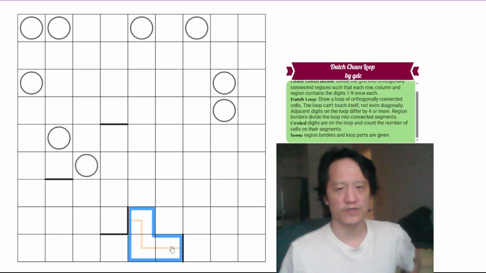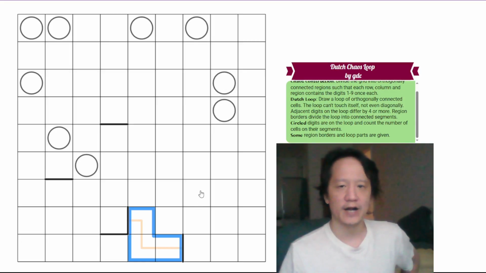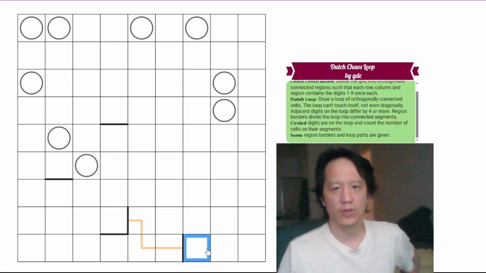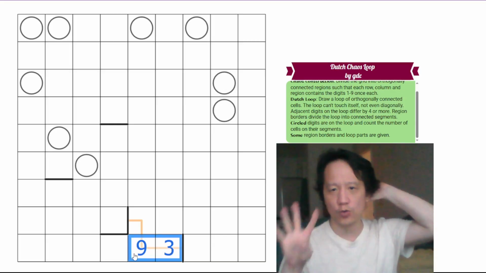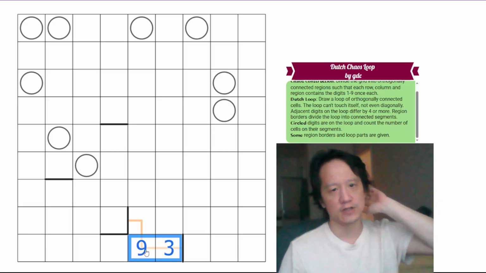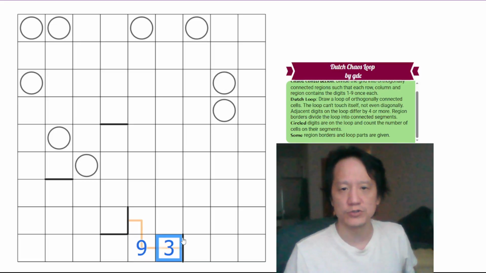And this is part of the Dutch whisper loop. Adjacent digits on the loop differ by 4 or more. And so, for example, if this were, say, a 3 here, this would have to be a 7, an 8, or a 9. Because the only digits which are 4 or more away from 3 are specifically 7, 8, and 9. We also have region borders divide the loop into connected segments. So this is, for example, a connected segment.